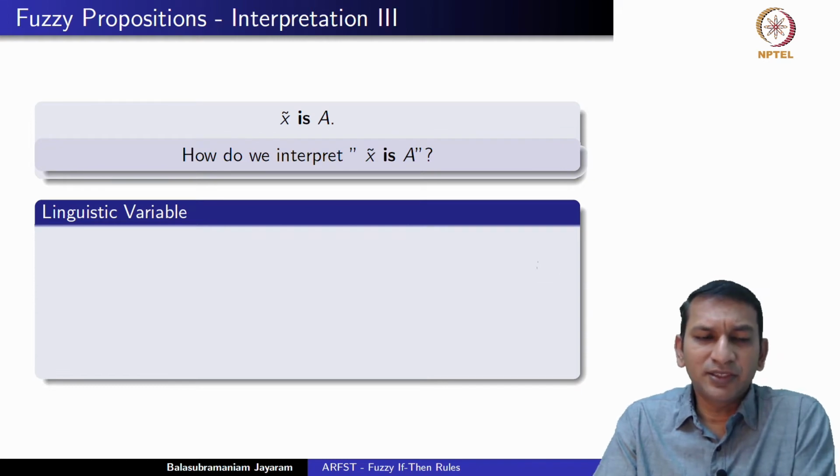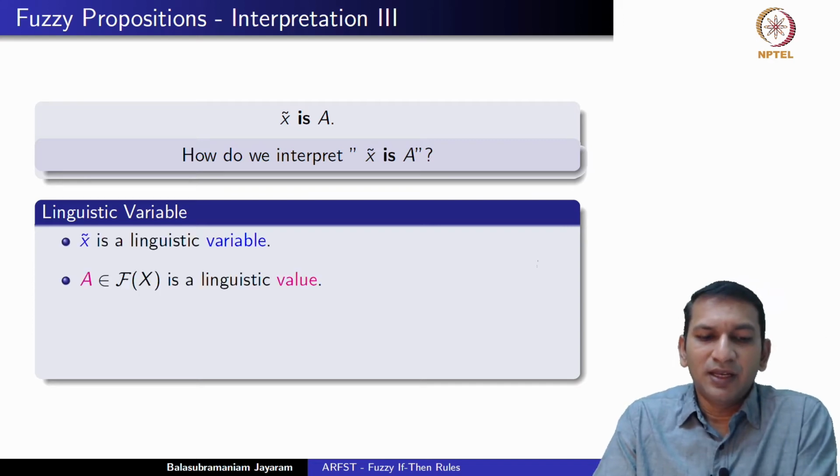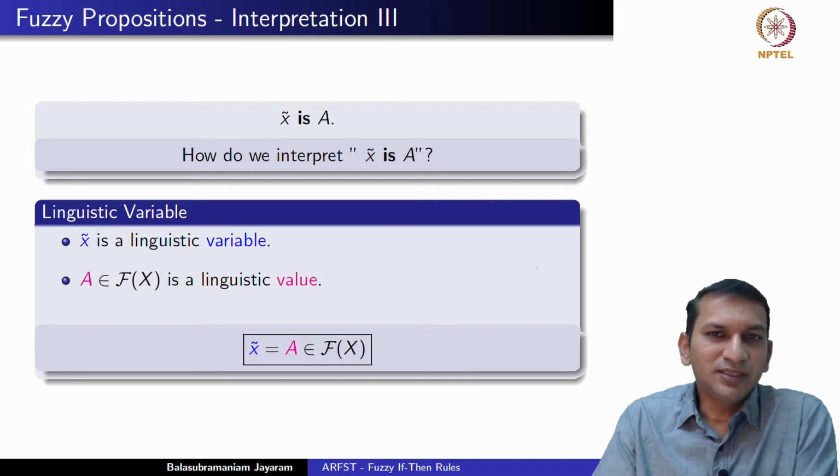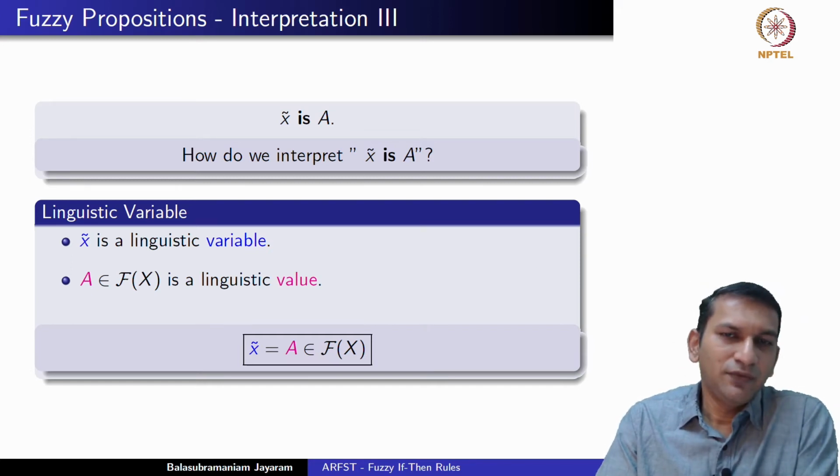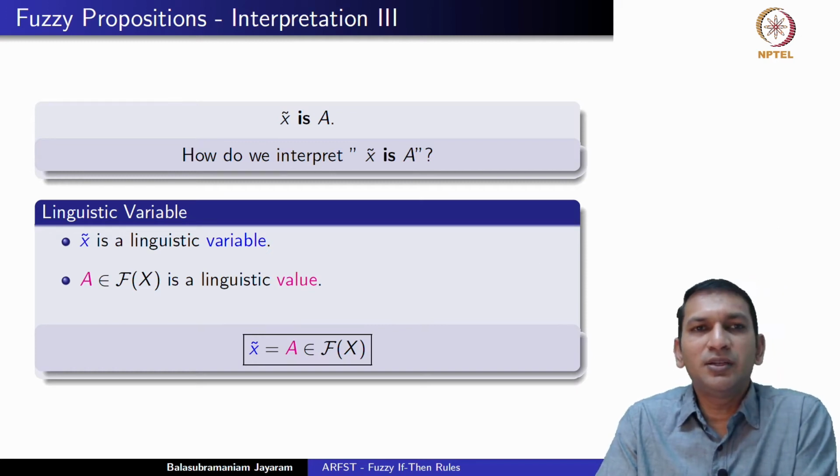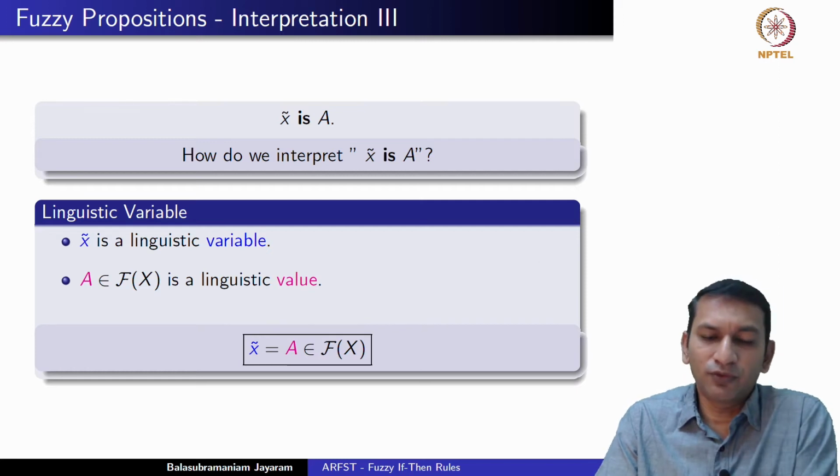A third interpretation is as x tilde being a linguistic variable. The A, which is a fuzzy set on x, is called the linguistic value that x tilde can assume. So in essence, it is like a variable which assumes a value, and as was already mentioned in the last lecture, we need to be consistent in the interpretation of the linguistic variable, which is essentially shown in the appropriate domain that you choose for A.